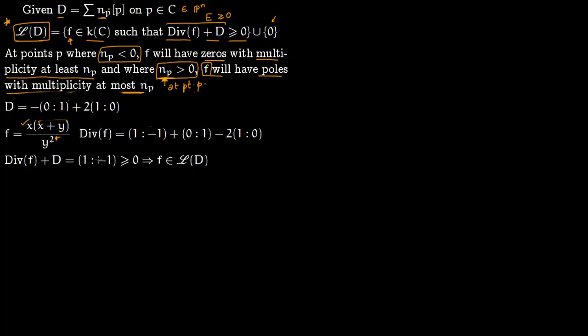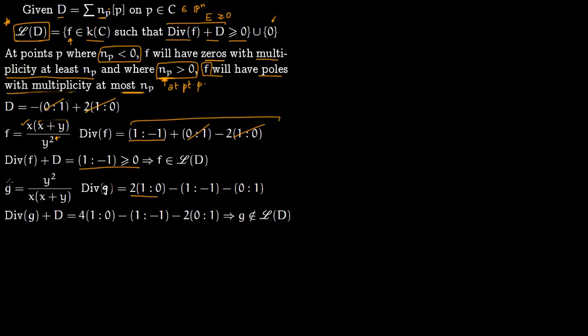So now the divisor of f plus D, you just add coordinate-wise. So now this will cancel with this. Then you have minus 0, 1 plus 0, 1. This will cancel with this. So you just have this. So 1 is to minus 1, and this is effective. So notice this is greater or equal to 0 because you have 1 times the point. So f lies in L(D).